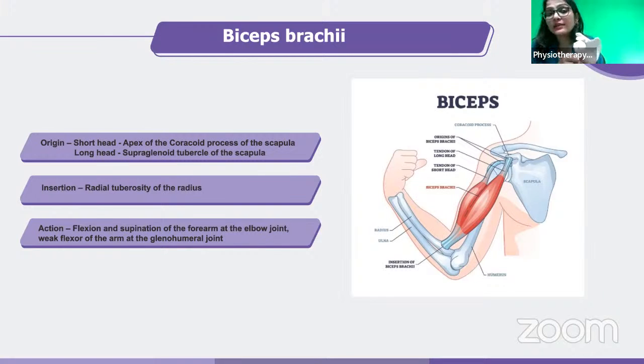And the long head takes the origin from the supraglenoid tubercle. I don't know how you guys remembered this, but I remembered it this way because the glenoid cavity has two origins. One is for biceps and one is for triceps. I have studied it this way: 2, 3. From superior to inferior, in ascending order, so 2 and 3. The supraglenoid tubercle has the origin for biceps, long head. The infraglenoid tubercle has the origin for triceps. So 2 here and triceps here.